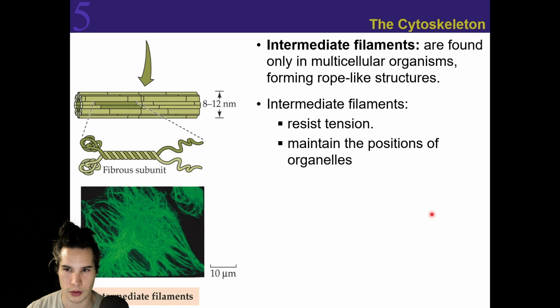Next, we have intermediate filaments. You'll find these only in multicellular organisms, and what they do is form rope-like structures. They have a tendency to resist tension, and they're the main anchor point for your cells. They maintain the positions of all of your organelles, so they all stay in place because of your intermediate filaments.